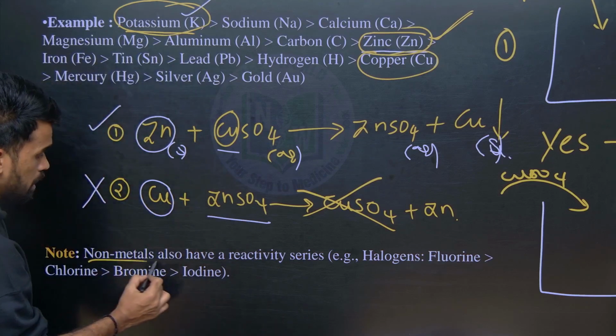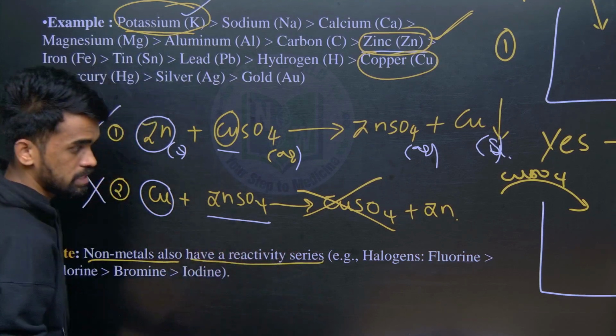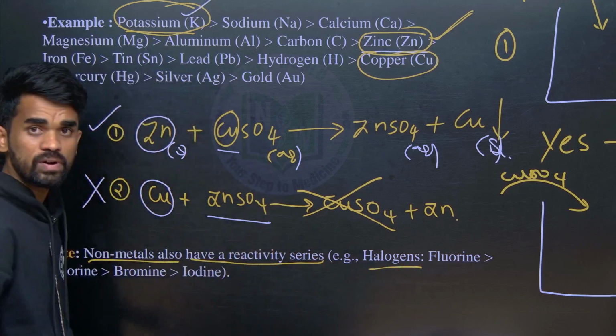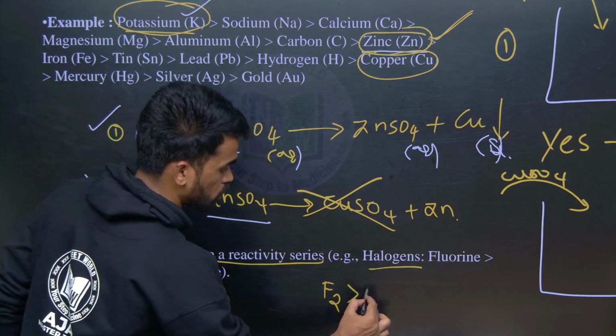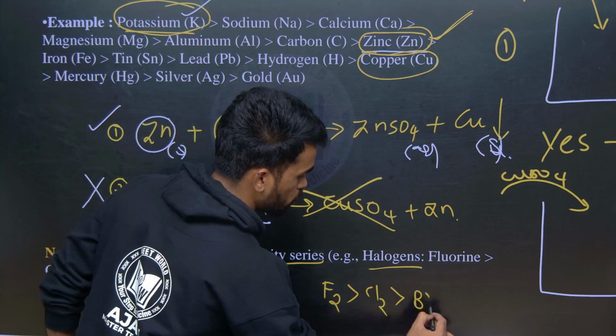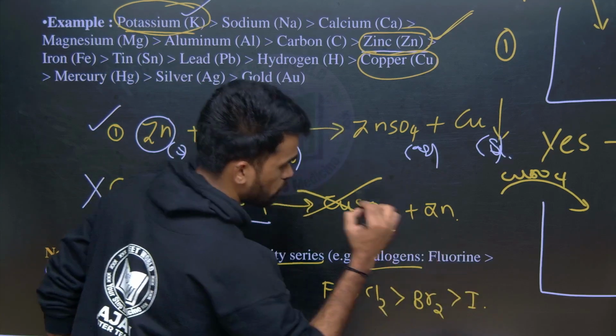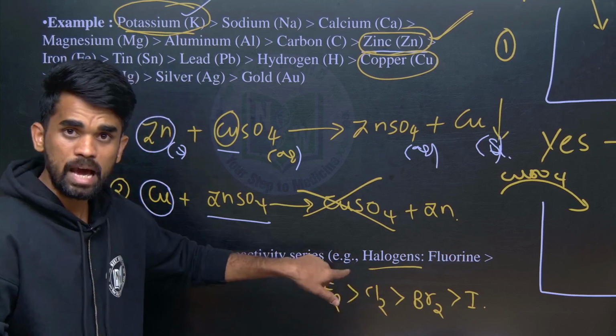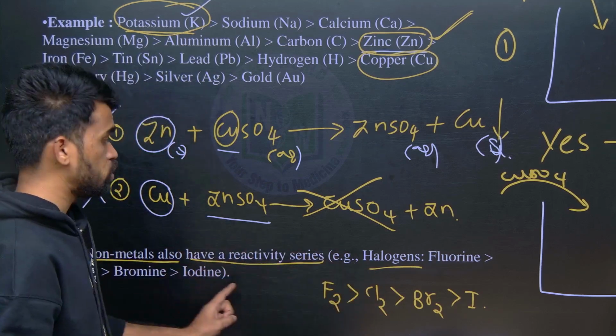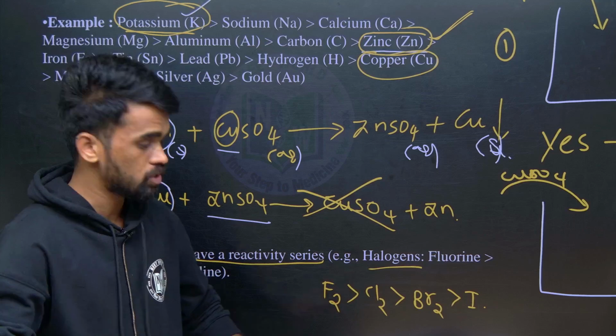See, non-metals also have a reactivity series. For example, here I have mentioned halogens. Fluorine is more reactive than chlorine. Chlorine is more reactive than bromine. Bromine is more reactive than iodine. So just remember this. We will come back to the application part of the reactivity of halogens also after some time.